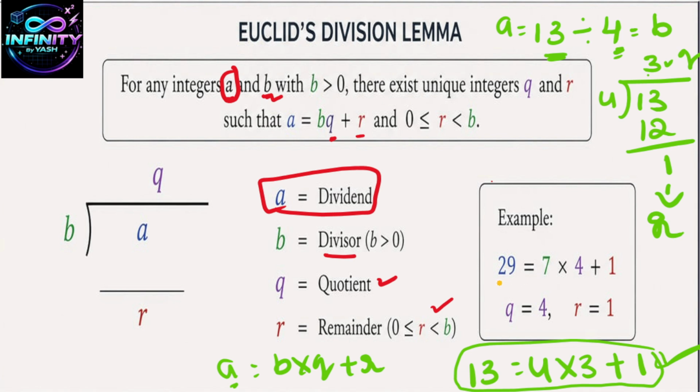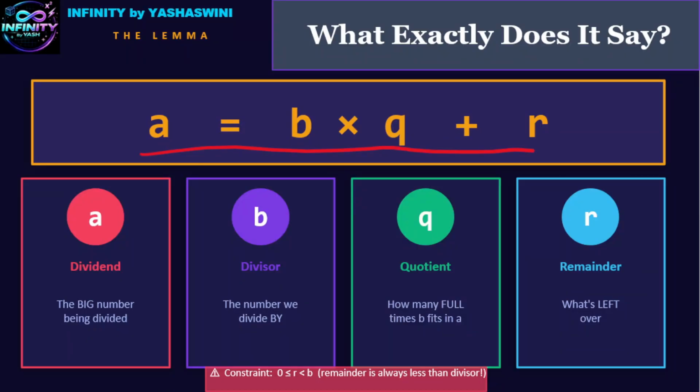In the same way, if you take 29 divided by 7, you know that 7 times 4 is 28 and 1 is the remainder. You can write it as 29 is equal to 7 into 4 plus 1. This is simple, right? This is according to Euclid's division lemma. Here a is equal to b into q plus r, where a is the dividend, b is the divisor, q is the quotient and r is the remainder.